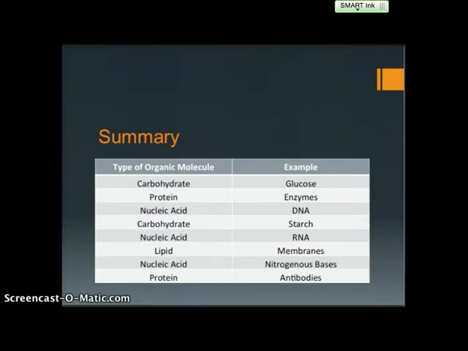And we have our answers. Glucose is a carbohydrate. Enzymes are a type of protein. Nucleic acids include RNA. Starch is a type of carbohydrate. RNA is a type of nucleic acid. Membranes are a type of lipid. Nitrogenous bases are a type of nucleic acid. And antibodies are a type of protein.